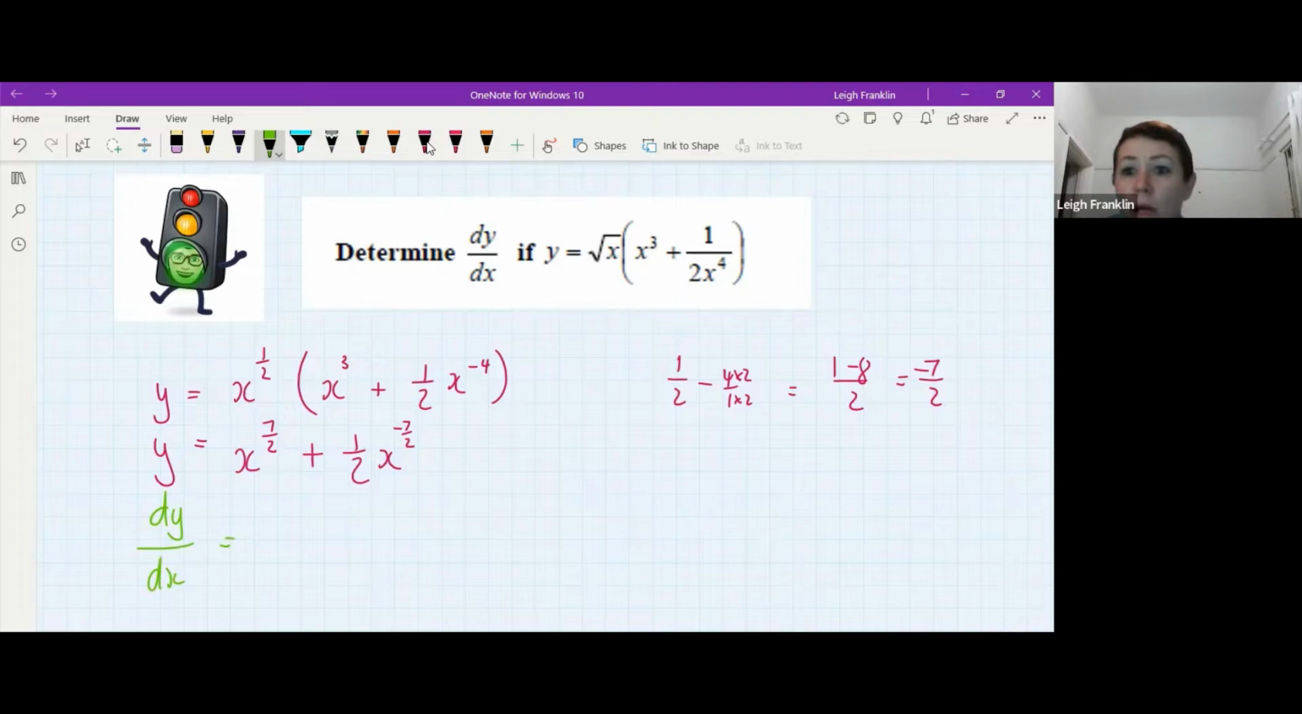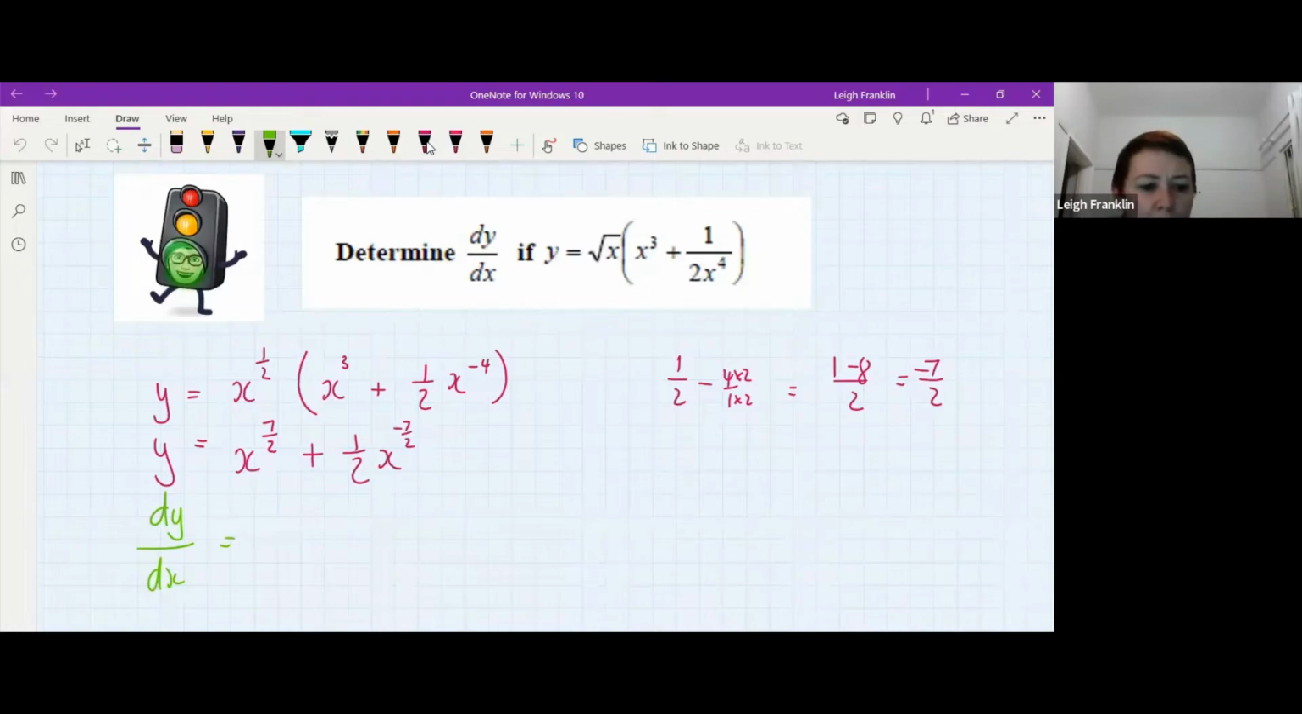Sorry for interrupting, ma'am. Yes, no problem. Why didn't you let the 2x to the power of 4 be the numerator and then the negative 4 changes? Okay, but you see, the thing is that the coefficient is 1 over 2. So the 2 is going to stay in the denominator. It's only the x to the power of 4 that wants to move to the numerator. Oh, thank you, ma'am. Okay, absolutely, no problem.